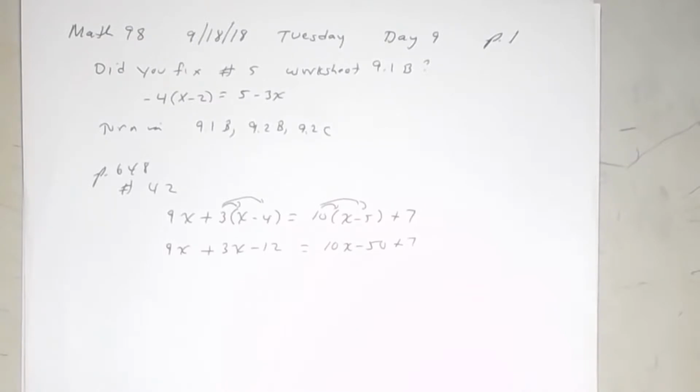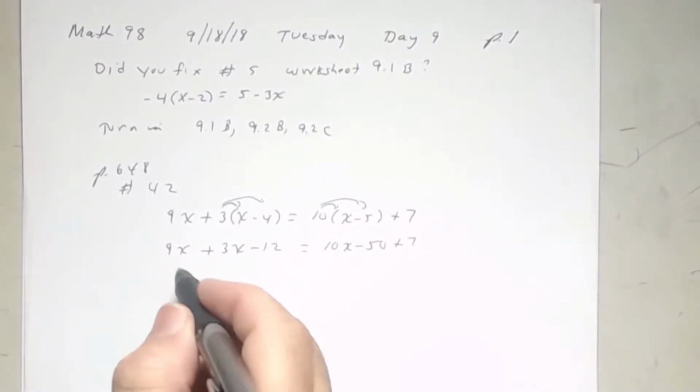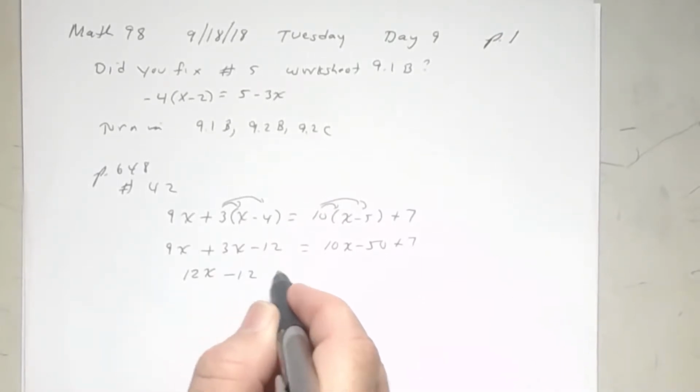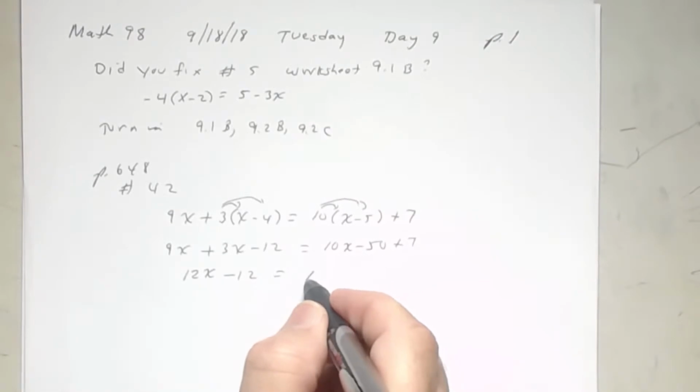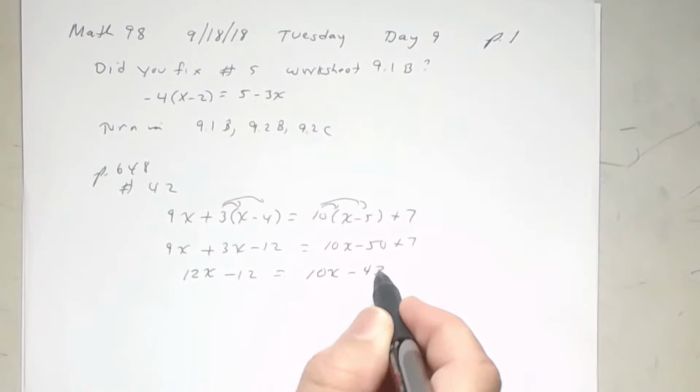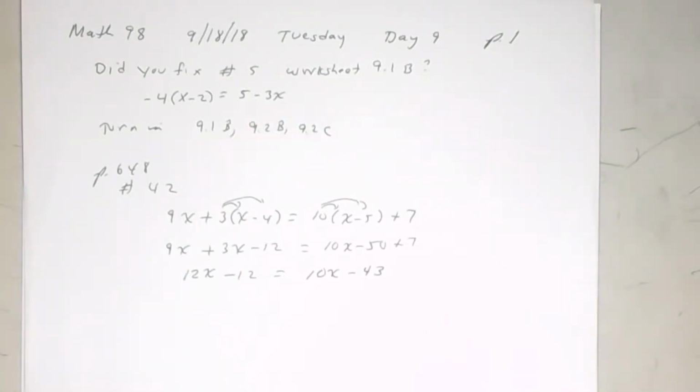Then what are you going to do next? Combine like terms. So on the left side, what are you going to write? 12x minus 12 equal, and over here, 10x minus 43. Okay? All right, then what's the next step?